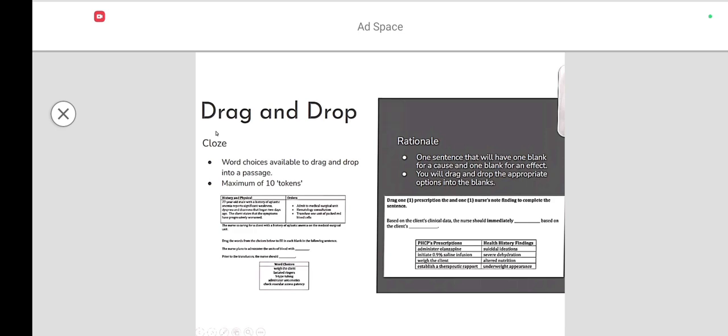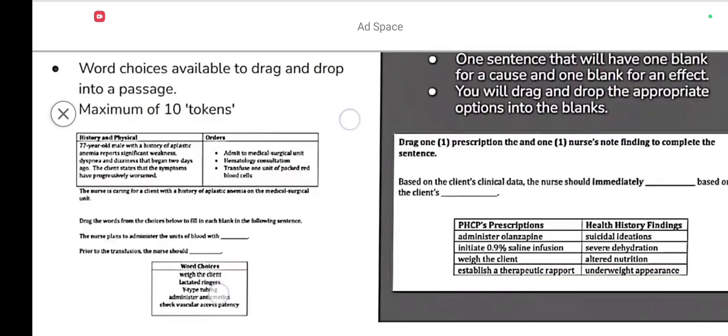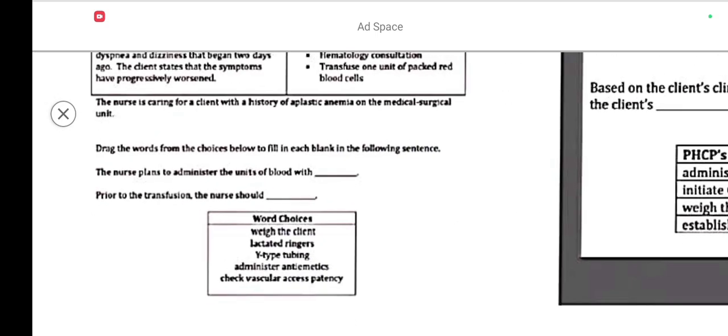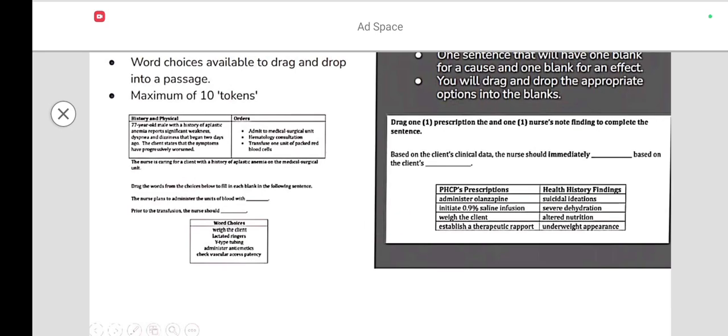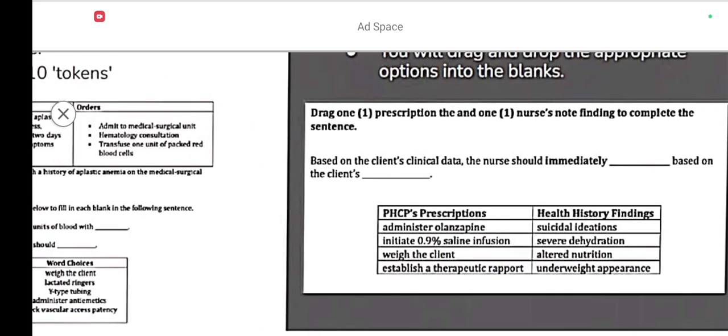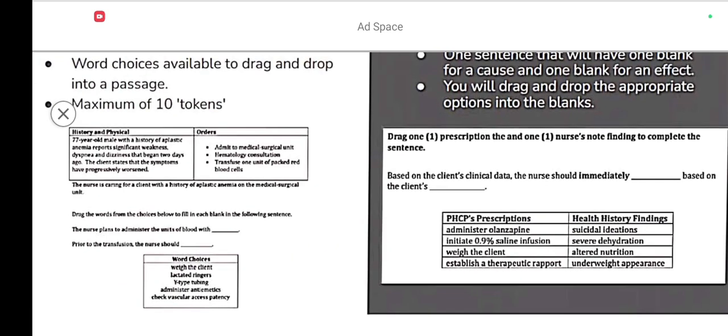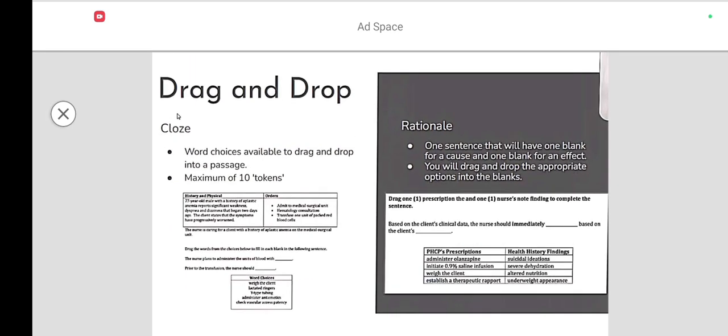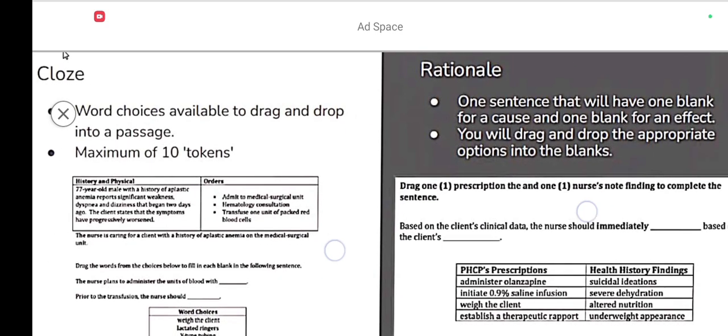First example of drag and drop. I already told you that there are two blank spaces. From the remaining options you have to fill those spaces correctly. Look, from the PHCP's prescription and health history findings, you have to get both correct. If you get one incorrect, you will get 0. If you do not select any of them, you will also get 0. So drag and drop example, two blank spaces.